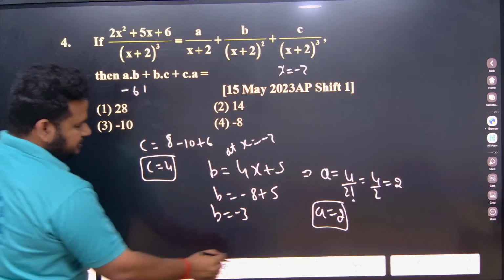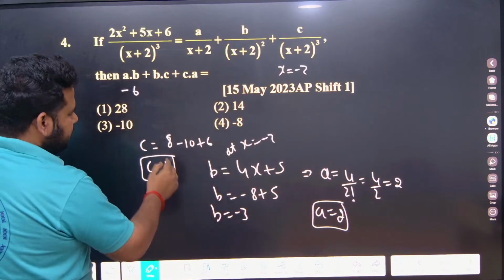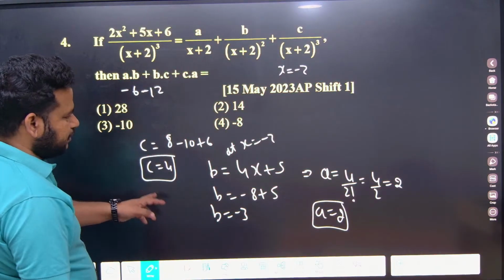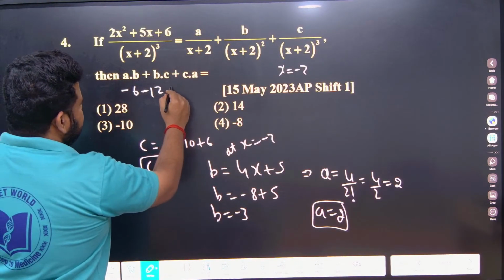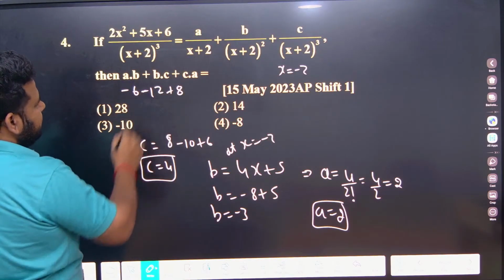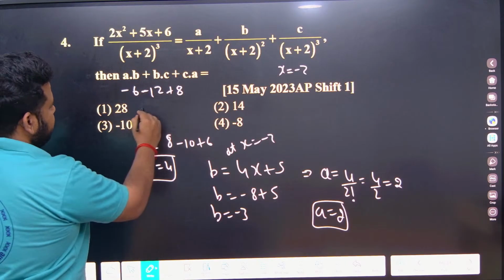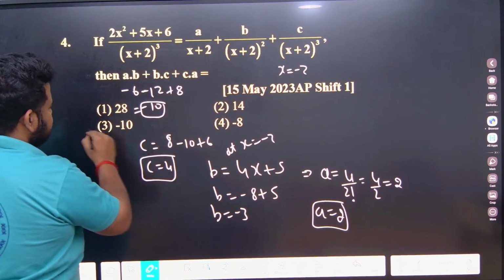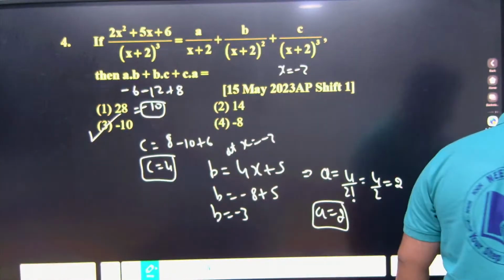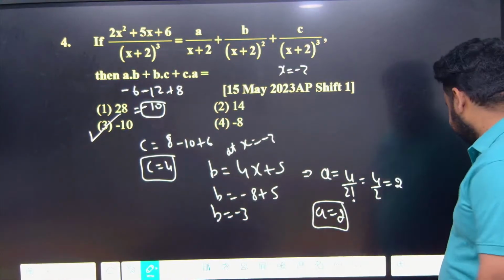Minus 3 into plus 4 is minus 12. c into a is 4 into 2, which is plus 8. So we are having minus 18 plus 8, which is minus 10. So minus 10 is the answer. That is the third option. Clear, friends? Third option is the right one. Got it, everyone?